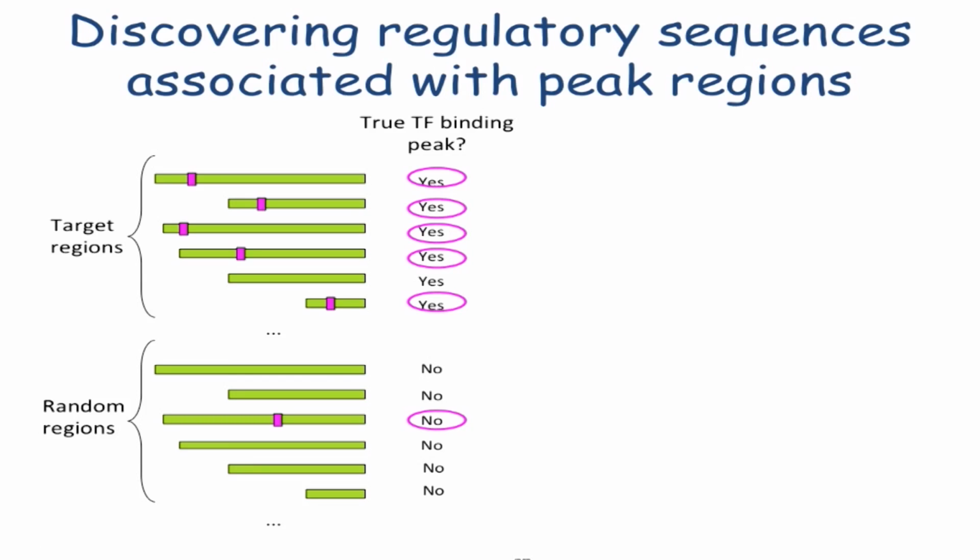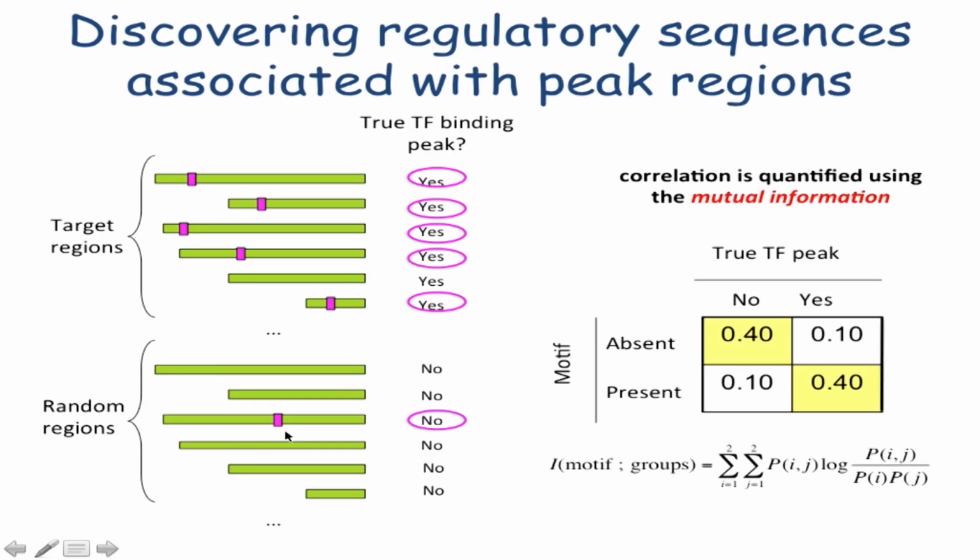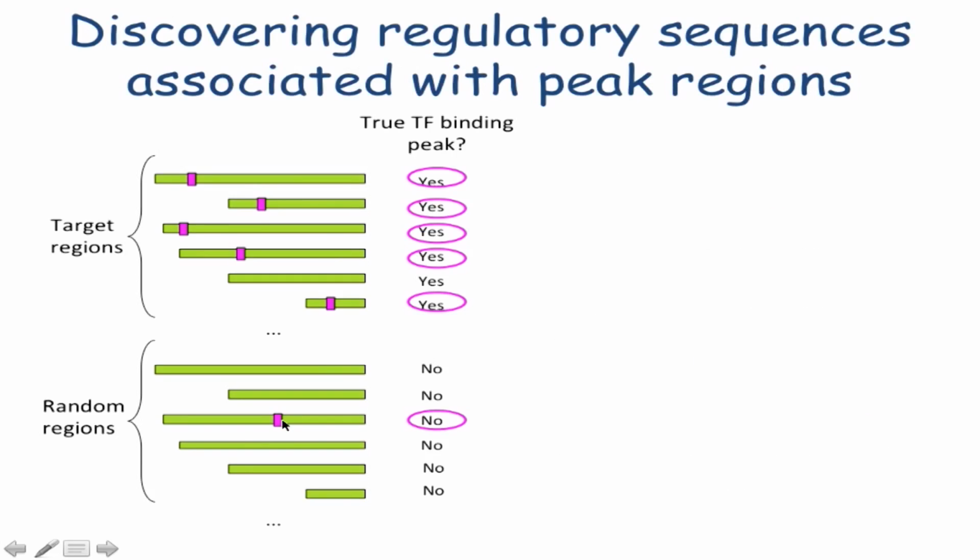Now, the idea is that you would want to look for motifs like this. This would be just representations of motifs, right? That are more highly abundant in your target regions compared to the background regions, right? So this is a situation like this, right? There's a higher fraction of peaks that have a motif in this group compared to this group, right?